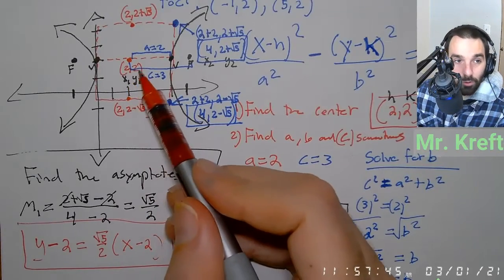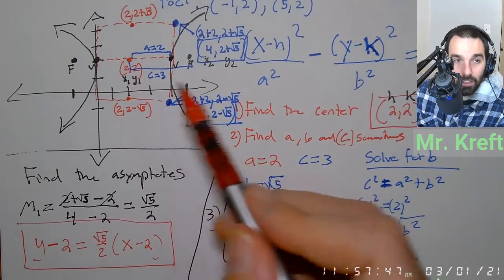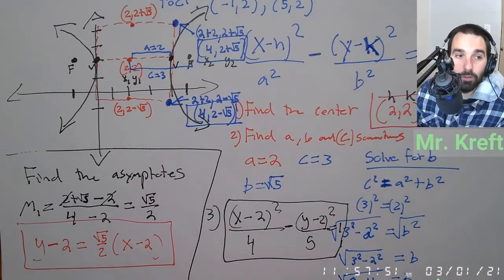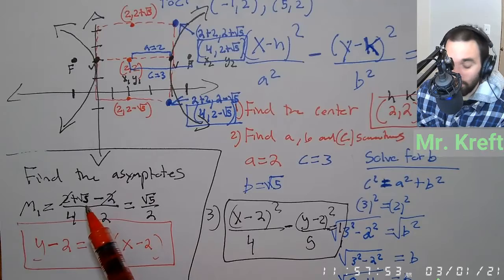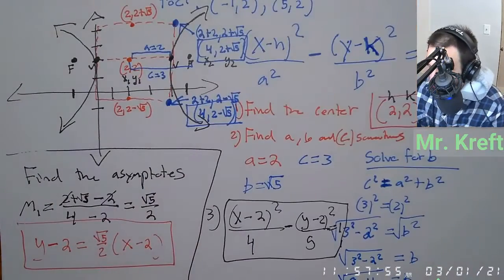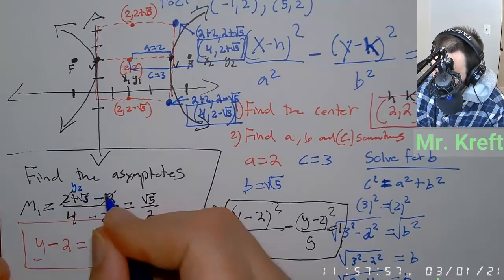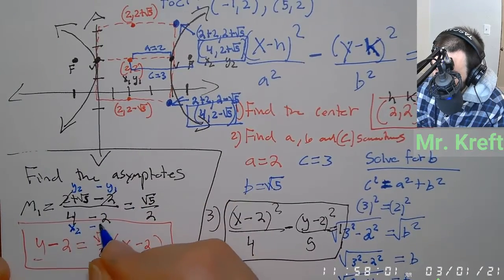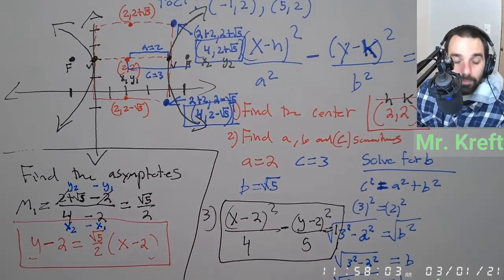Okay, so again, you use your center as your first point, you use one of your new points as your second point, and bam, you have your equation. The hardest part is finding the slope, right? The slope is y2 minus y1 over x2 minus x1.